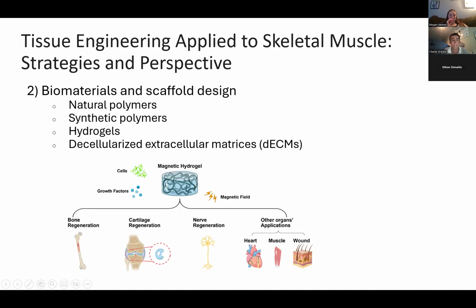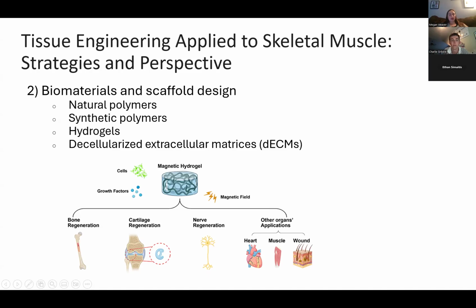In muscle tissue engineering, we use biomaterials to build scaffolds that can help cells grow and form new tissues. We can use natural polymers like collagen and gelatin that come from the body and are great for supporting cell growth, but they can break down quickly or be inconsistent. We can also use synthetic polymers like PLGA or PCL, which are man-made. We control their strength and shape, but they don't naturally support cells unless we modify them.